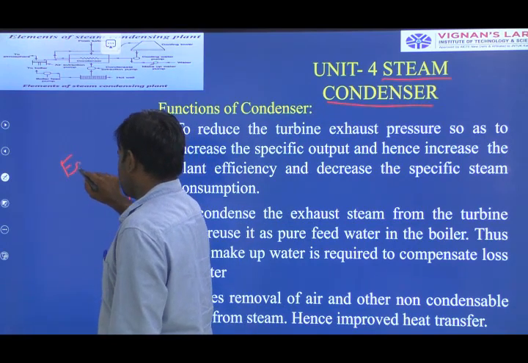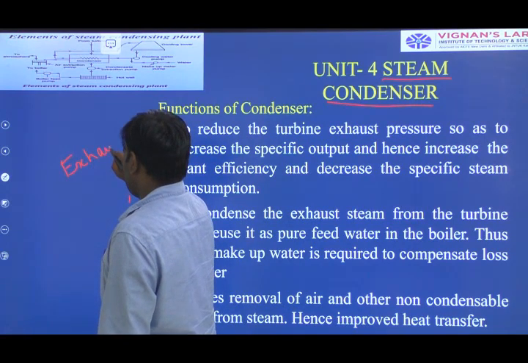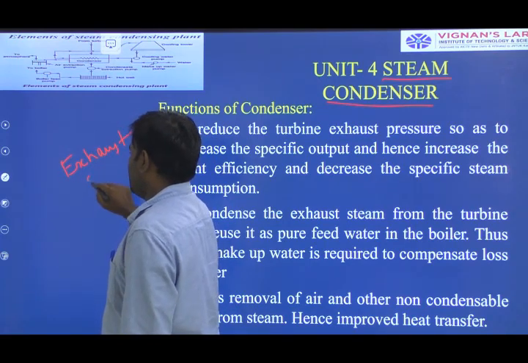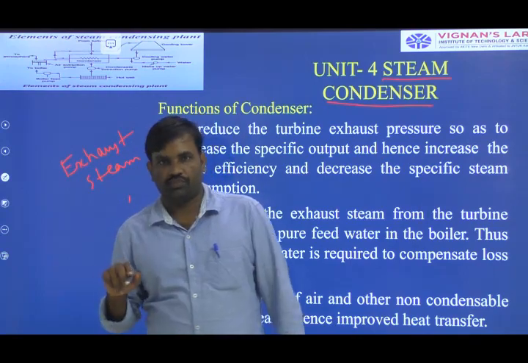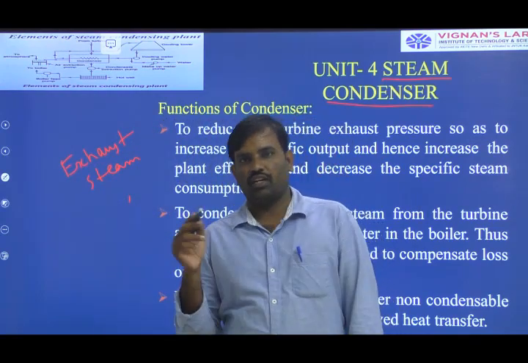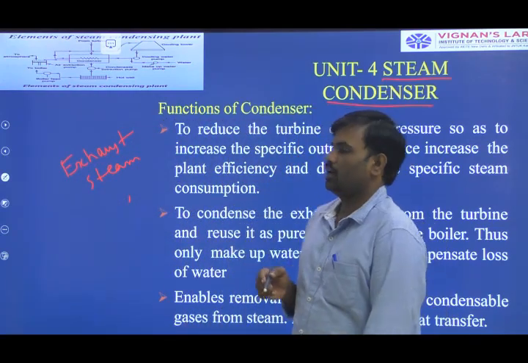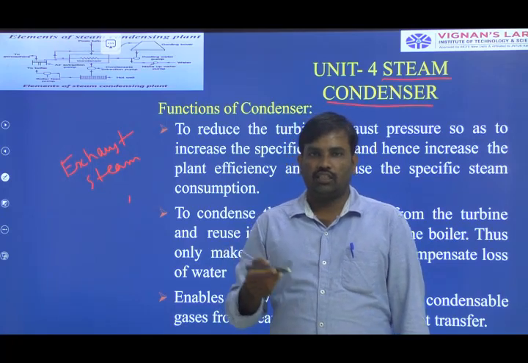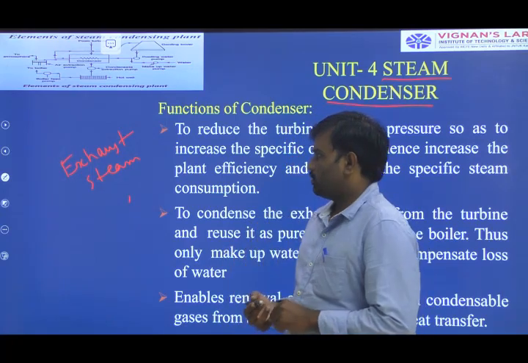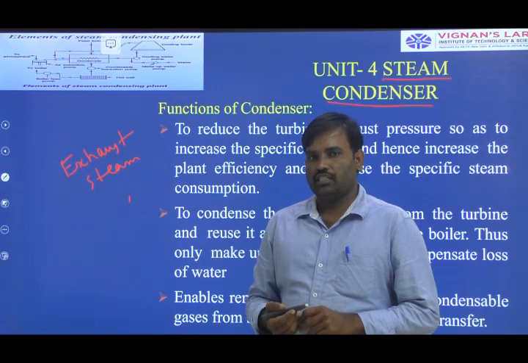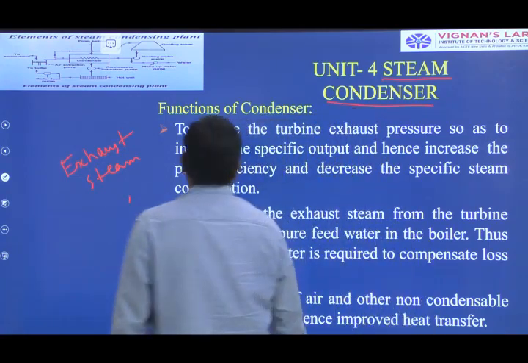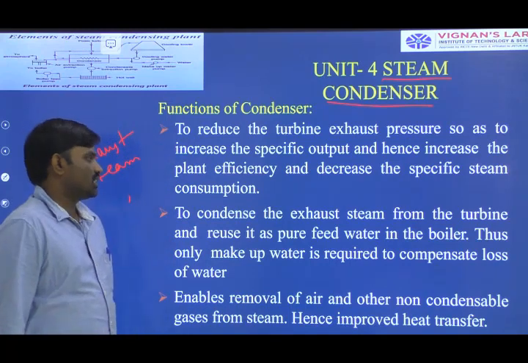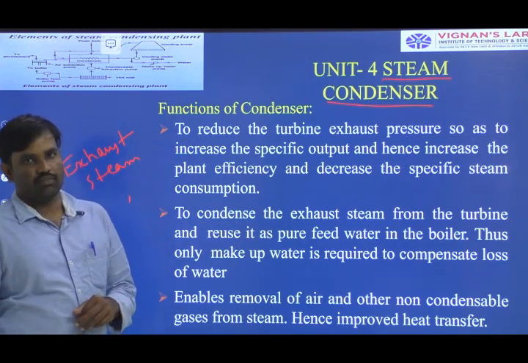That is the exhaust steam, which we are receiving from the steam turbine. The steam generated in the boiler is received in the turbine section. After utilizing its energy in the turbine, we introduce that exhaust steam from the steam turbine into the steam condenser. These are the different functions of the steam condenser.